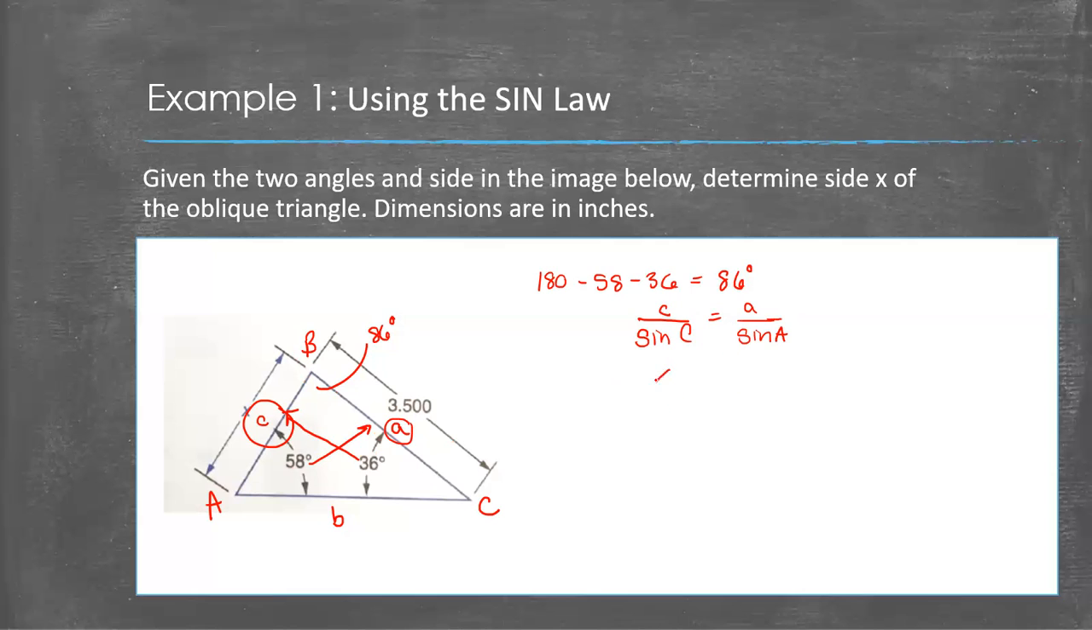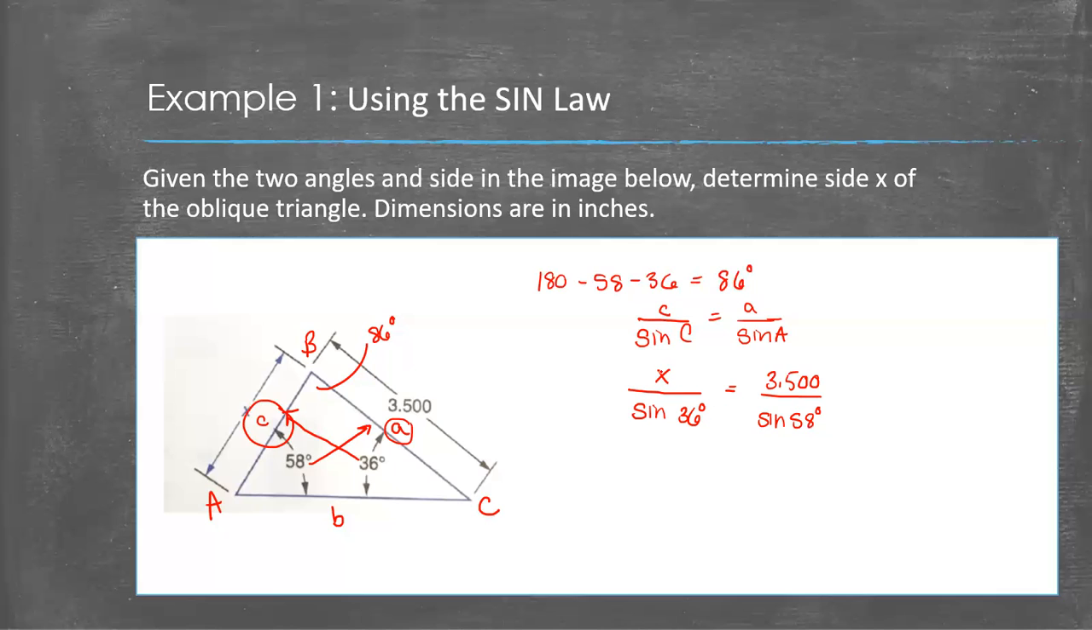So putting in our information, we'll put X where C is, and the sine angle C is 36 degrees, is equal to, little a is 3.5, and the sine angle A is 58 degrees. Okay. So easy calculation. Now, you can solve this two ways, and if we set it up this way, it makes it easier for a calculator. You can use cross multiplication and division. So 3.5 times sine 36 divided by sine of 58. You can use cross multiplication, that's perfectly allowed.